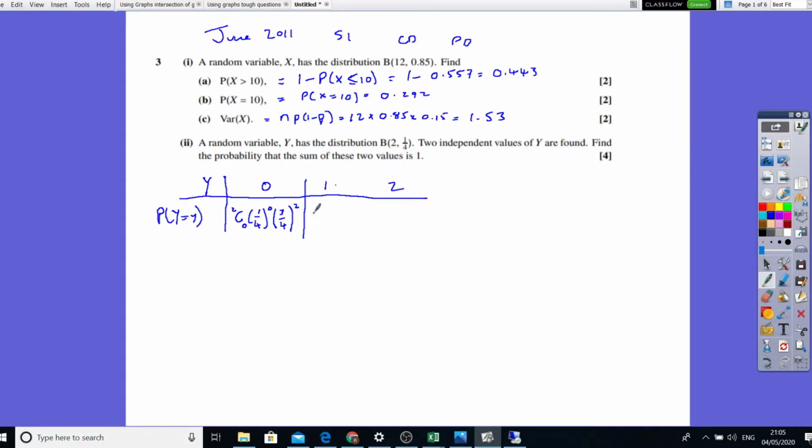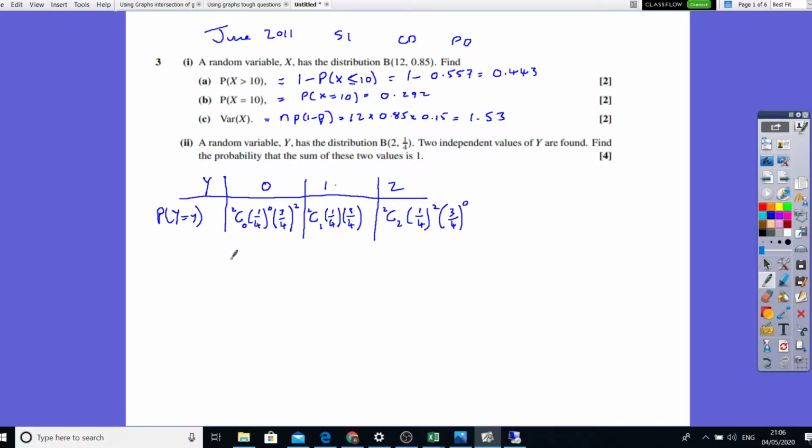This one, we've got the probability of getting 1 success. So you can have 2 trials, 1 success. We've got a 1/4 chance of a success, and the other is 3/4 of failure. We've got 2 options there. And getting 2 successes, 2 choose 2, you'll get 2 successes. The chance of success is 1/4, so you get 2 of those, and 3/4 failure is to the power 0.